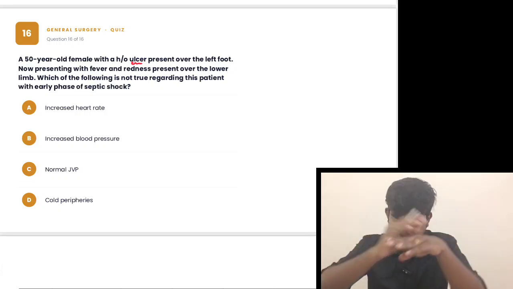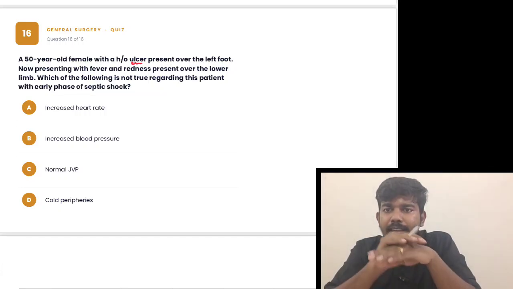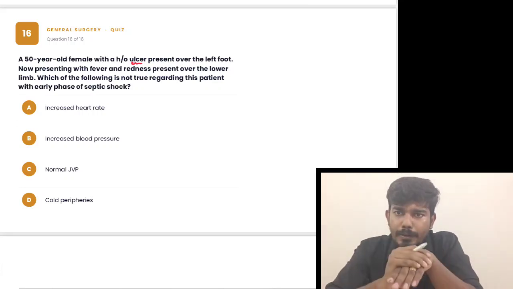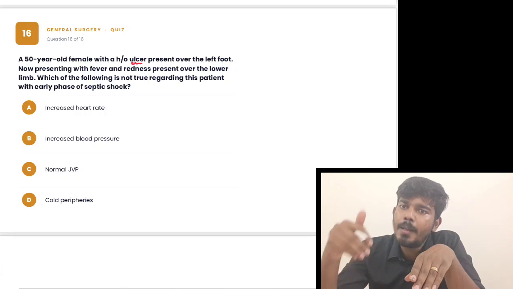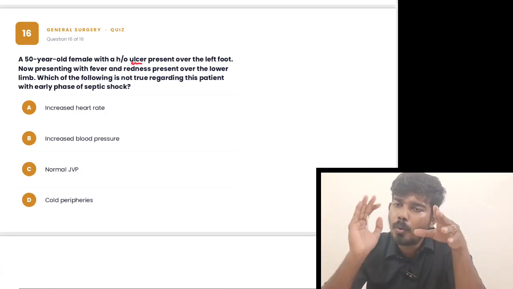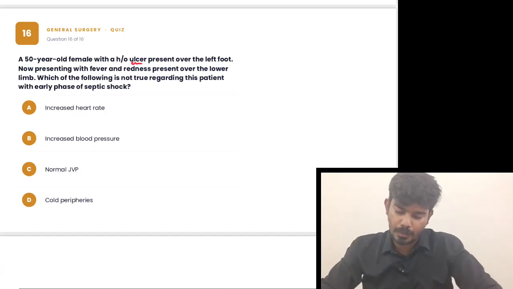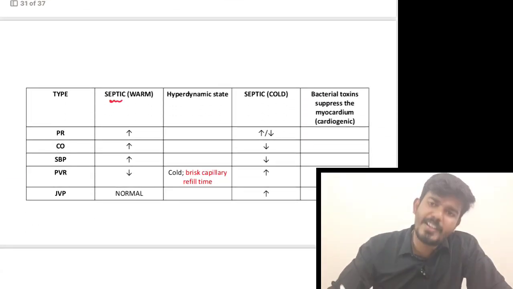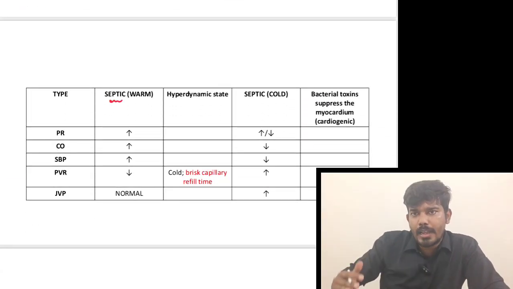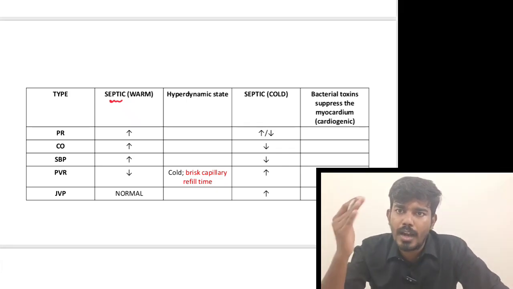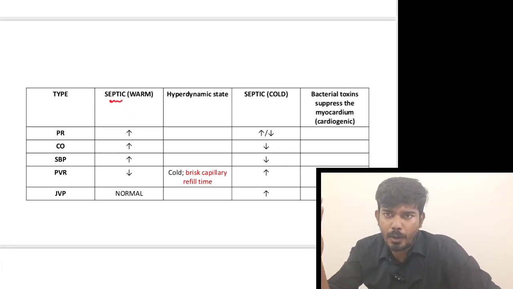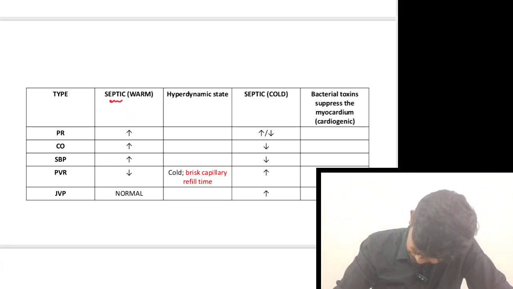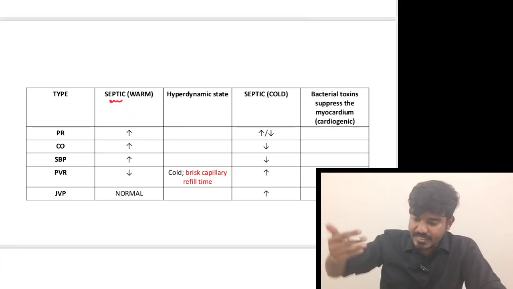warm peripheries. In case of a hypovolemic shock, we will have cold peripheries. The periphery will be cold, whereas in case of a septic shock, it will be warm peripheries. Let us see why. So in the early phase of septic shock, everything in the patient is in a hyperdynamic state, like how it would be in anemia. What happens in a hyperdynamic state?